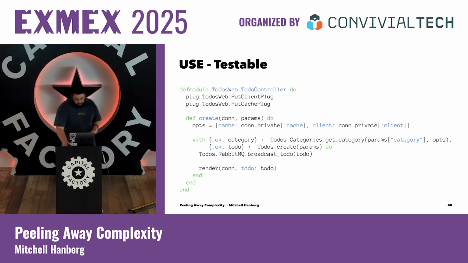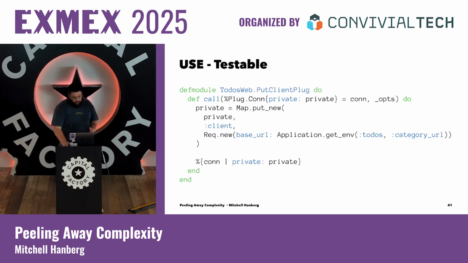well. If we take a look at one of these plugs, we're simply putting the default value for the HTTP client into the private field if it isn't already there. In our test, we'll manually set the client to the one we're using for that test. That's how we achieve our value-based dependency injection. And there is a function on the Plug.Conn module called put_private, but it doesn't handle the put_new, so we just manually do it here.